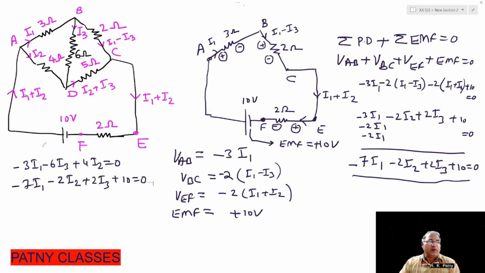Now similarly, we can get the equation for the third loop. Now let us summarize the points for the KVL.